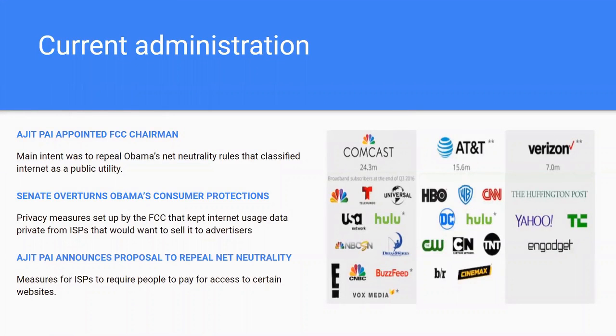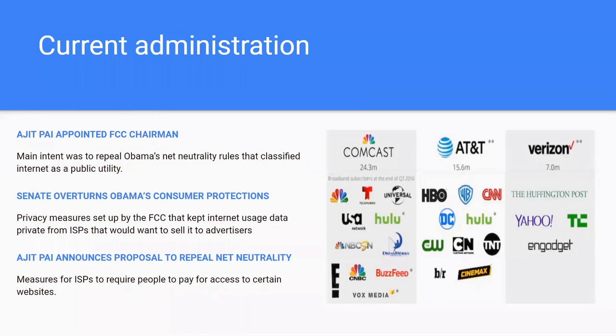With the new administration in place on January 23, 2017, Trump appointed Republican Ajit Pai as the newest chairman, who was the FCC commissioner and a former member of Verizon's general counsel. Pai did not beat around the bush in saying that he intended to repeal Obama's net neutrality rules that classified internet as a public utility.